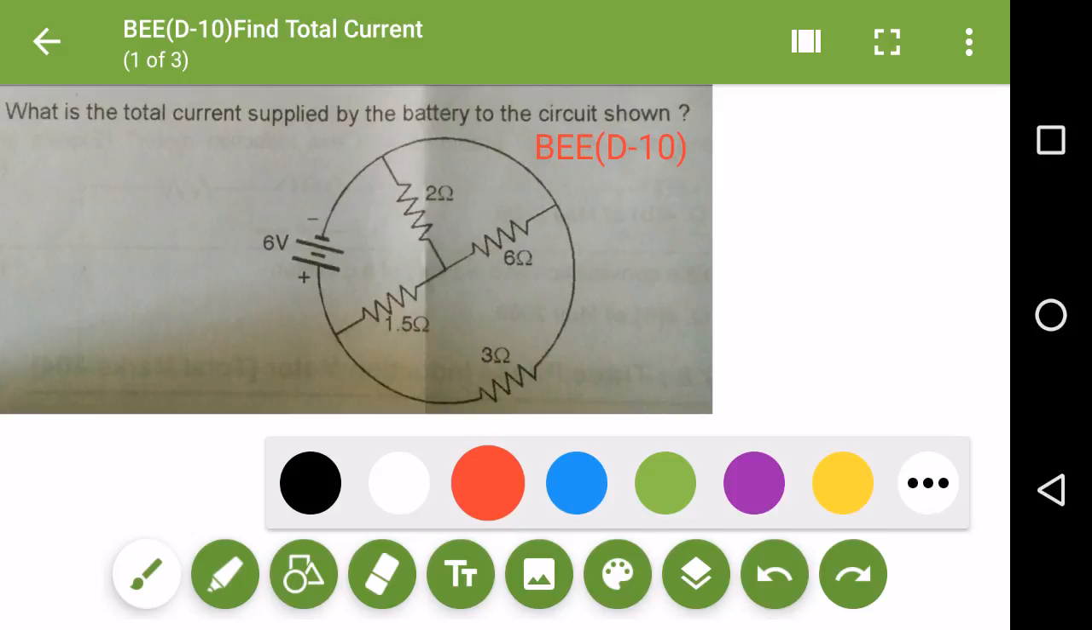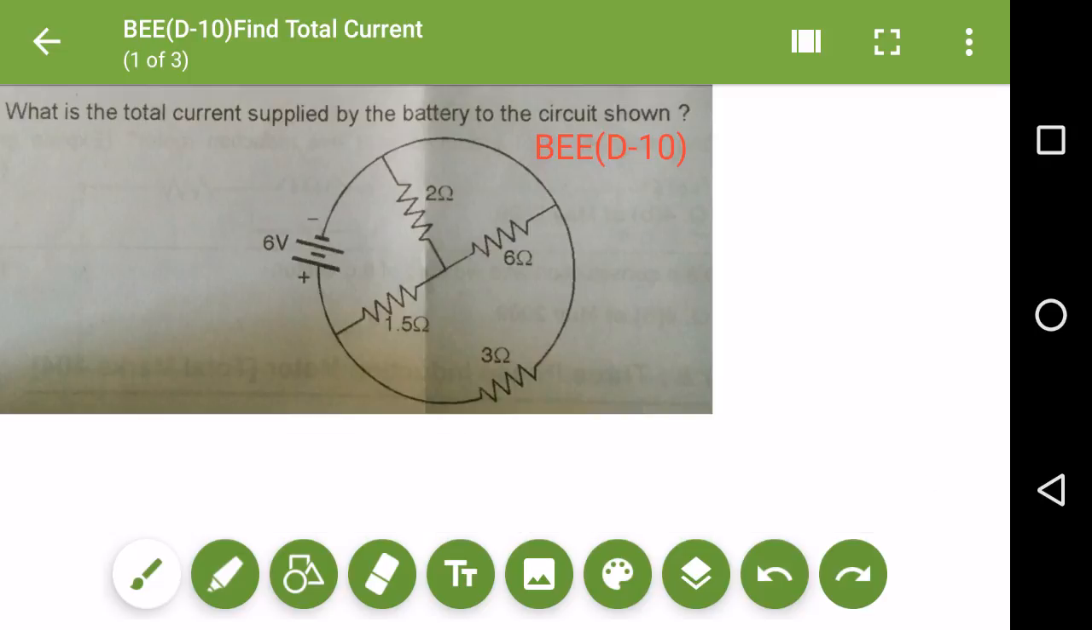Hello friends, welcome to another video, and this question was asked in December 10. We're going to look at this question, and it asks: what is the total current? We need to find the total current supplied by a 6 volt battery to the circuit, for a given circuit.